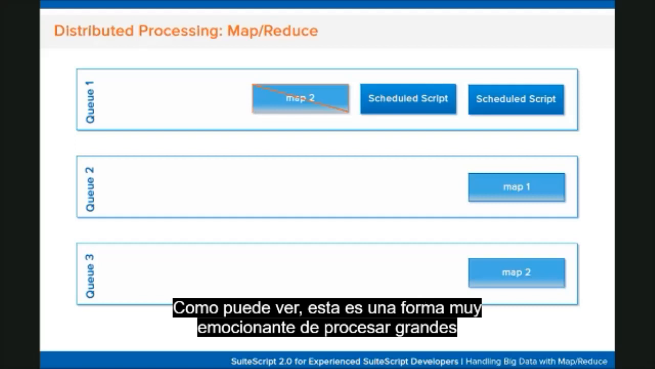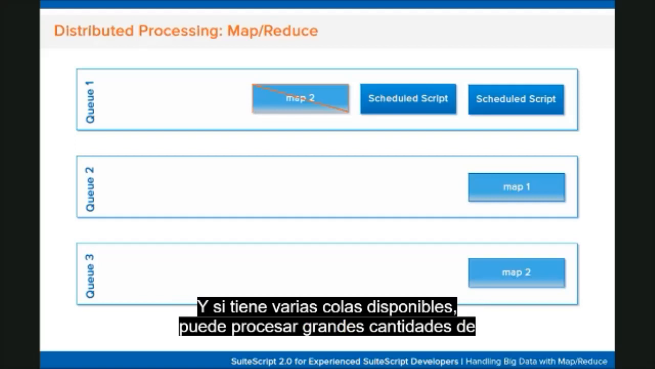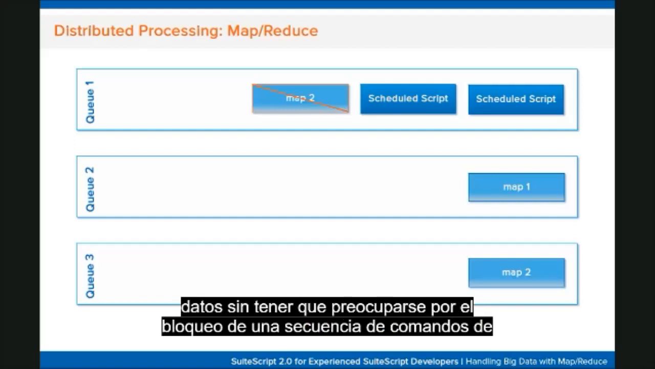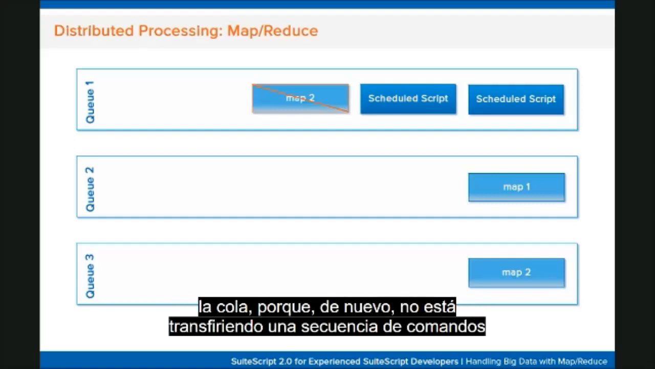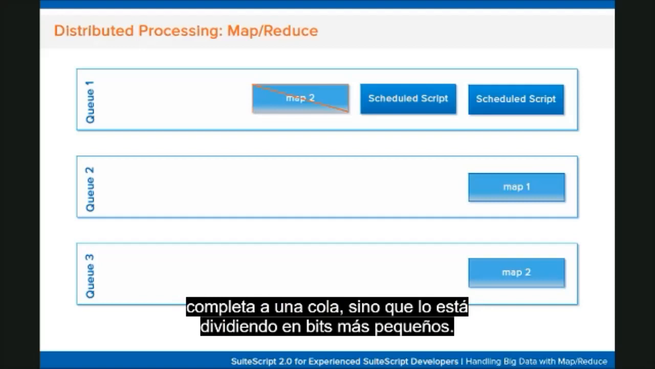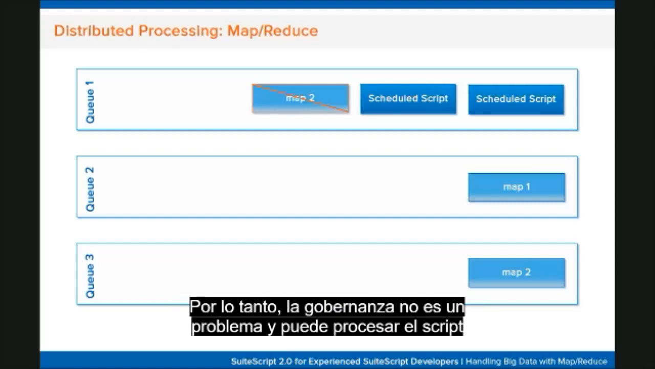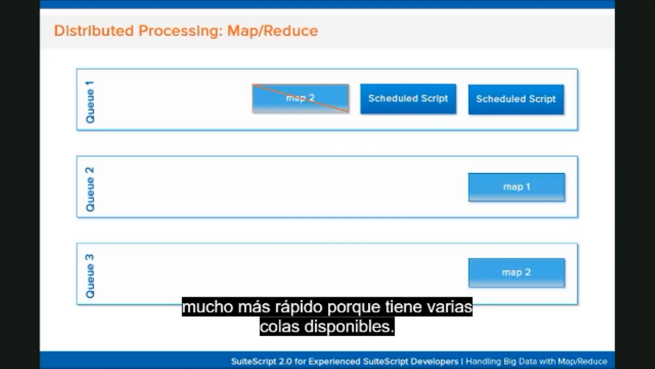So as you can see, this is a very exciting way to process large amounts of data, and if you have multiple queues available to you, you can process larger amounts of data without having to worry about a script blocking your queue, because again, it's not pushing one whole script into a queue, but instead it's breaking that down into smaller bits. So governance is not an issue, and you can process your script so much faster because you have multiple queues available to you.